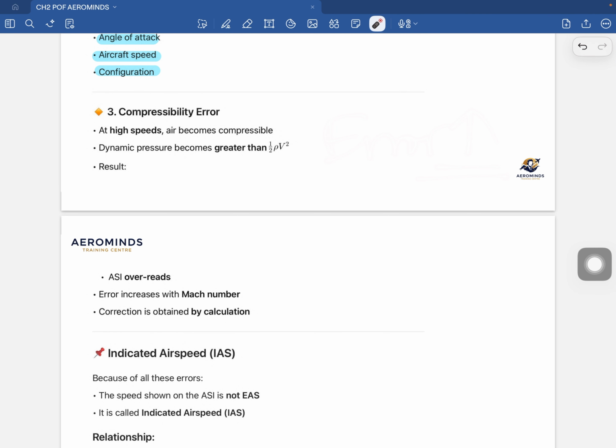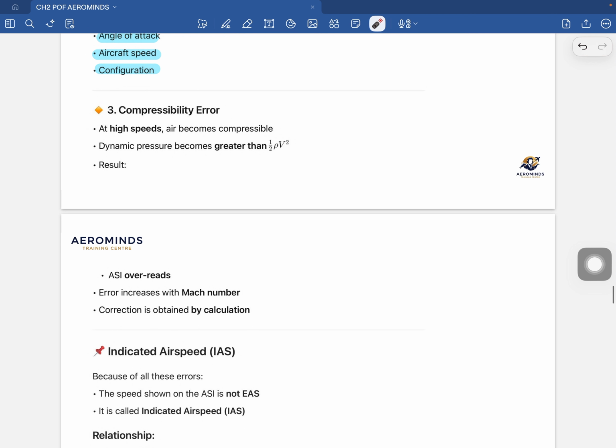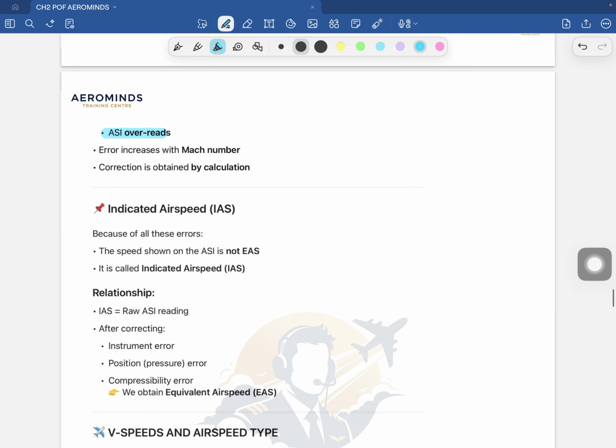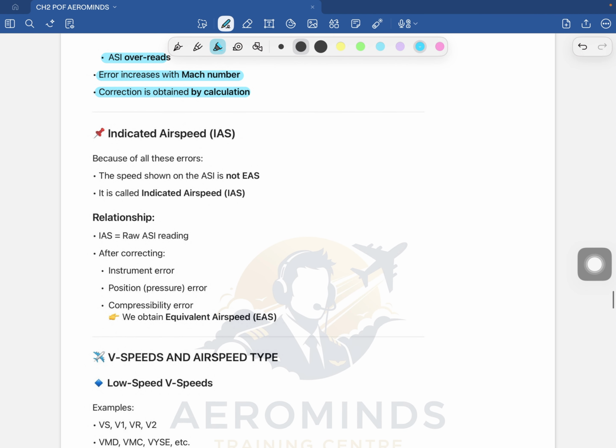We'll complete this first and then move forward. So at high speeds the air becomes compressible, dynamic pressure becomes greater, and the result is that the ASI will overread, the error increases with the Mach number, and the correction is obtained by calculation. Got it? Now, because of all these errors, the speed that you actually see on the airspeed indicator is not the equivalent airspeed.